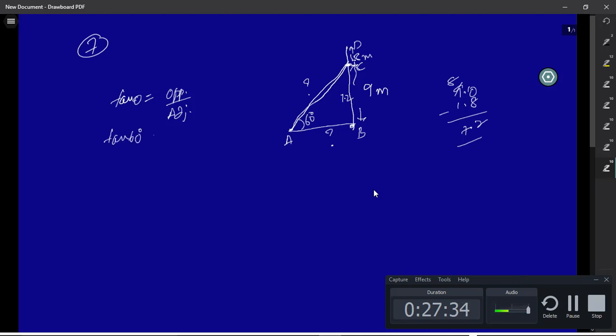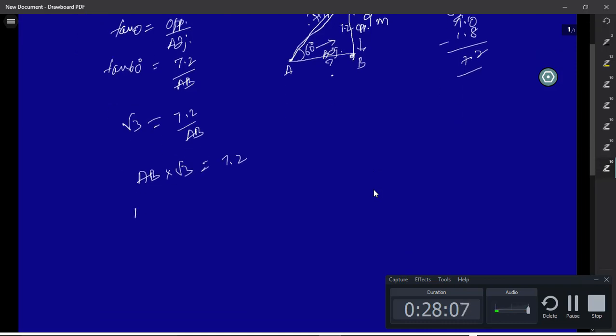Tan theta. What is theta? Theta is 60 degrees. With respect to this angle 60 degrees, this is the opposite side. This slant line is the hypotenuse, and this is the adjacent side, right? So opposite side is 7.2 by adjacent side, I don't know, I'm writing it as AB. Tan 60 is root 3. Root 3 is 7.2 by AB. So AB into root 3 is 7.2. AB should be 7.2 by root 3. Root 3 is multiplying, so root 3 will divide.